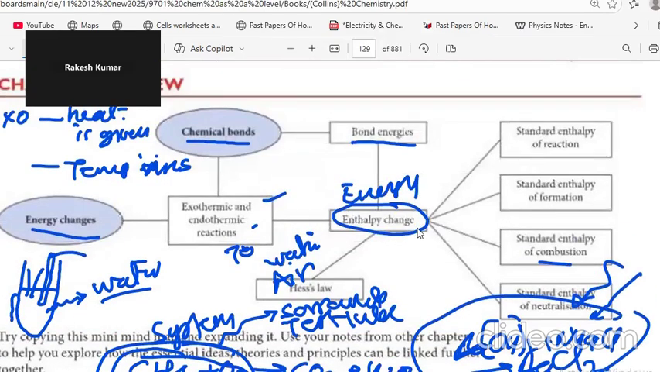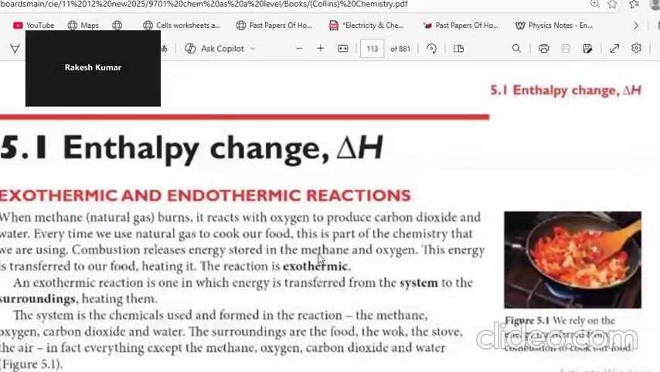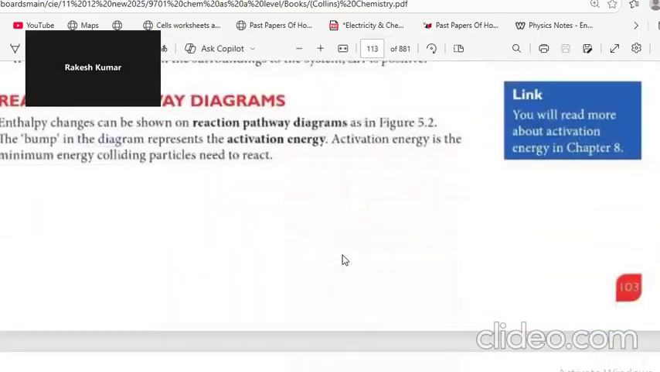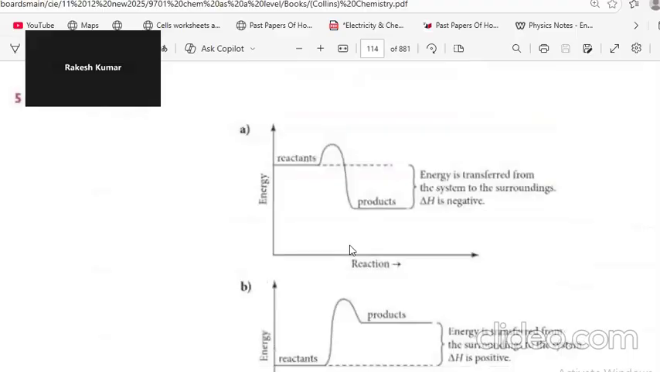Okay, now, there are many types of reactions. Combustion is basically exothermic, and some reactions like neutralization are also exothermic. Some reactions are endothermic, which require energy. But how do you indicate all this? You indicate all this by drawing an energy level diagram.